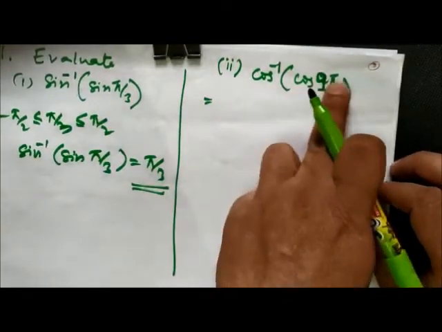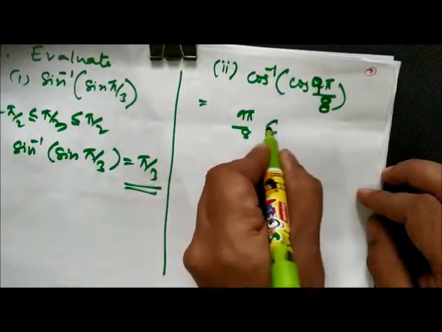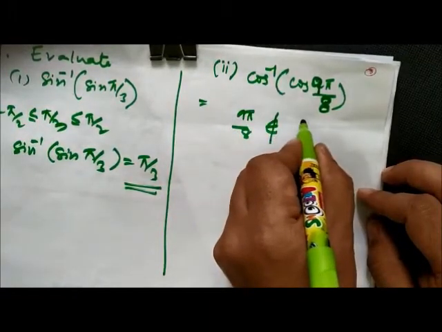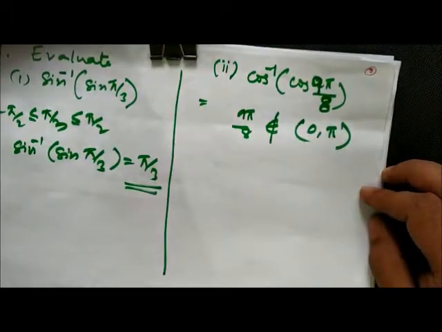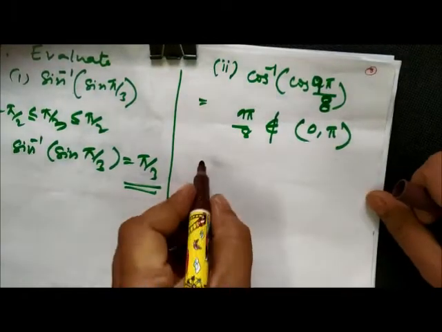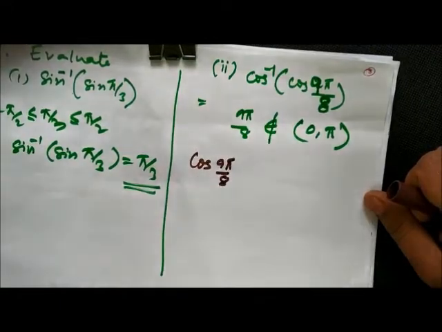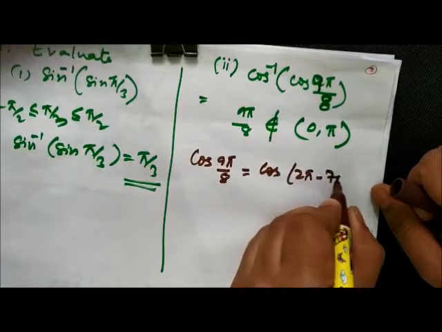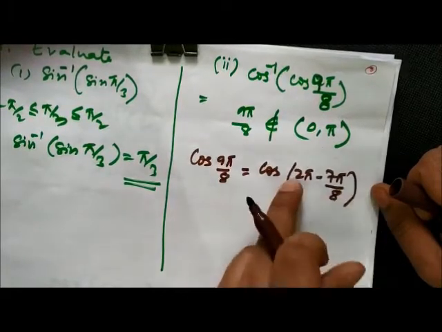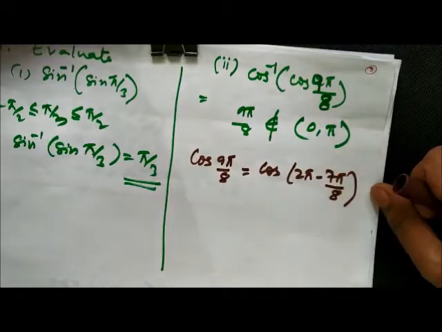What about this one? Cos inverse cos 9 pi by 8. Here, your 9 pi by 8 is not belonging to the principal domain of cos, that is 0 to pi. So what to do? Now, can I write this cos 9 pi by 8 as cos of 2 pi minus 7 pi by 8? 8 to 16, 16 minus 7 is 9 pi by 8, right?